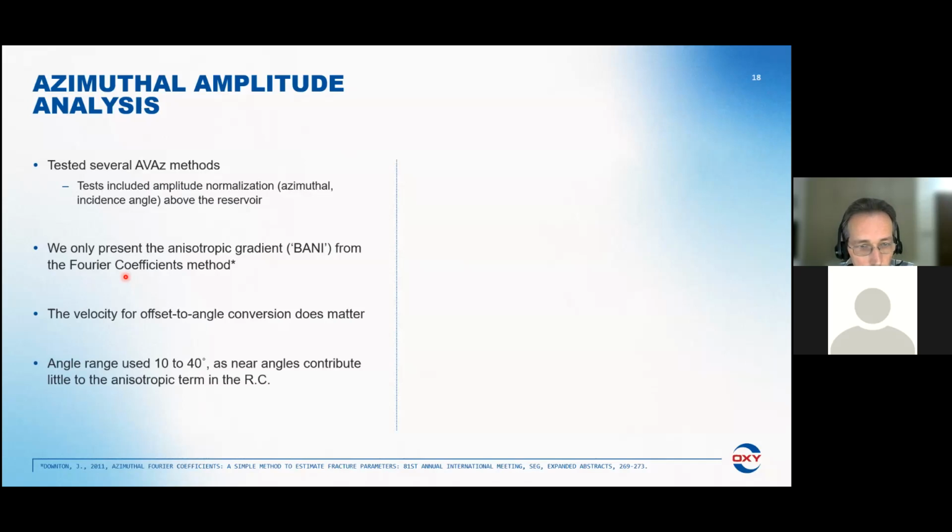The angle range used in this AVAZ is 10 to 40 degrees, as the near angles contribute little to the anisotropic term in the reflection coefficient. And I'll show you some maps of that, to show why I say that.